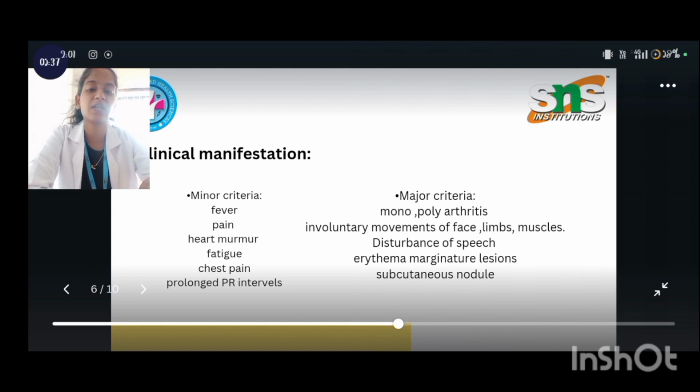And subcutaneous nodule. Subcutaneous nodule is nothing but lesion-like structures present under the deep layer of the skin. That is called a subcutaneous nodule.